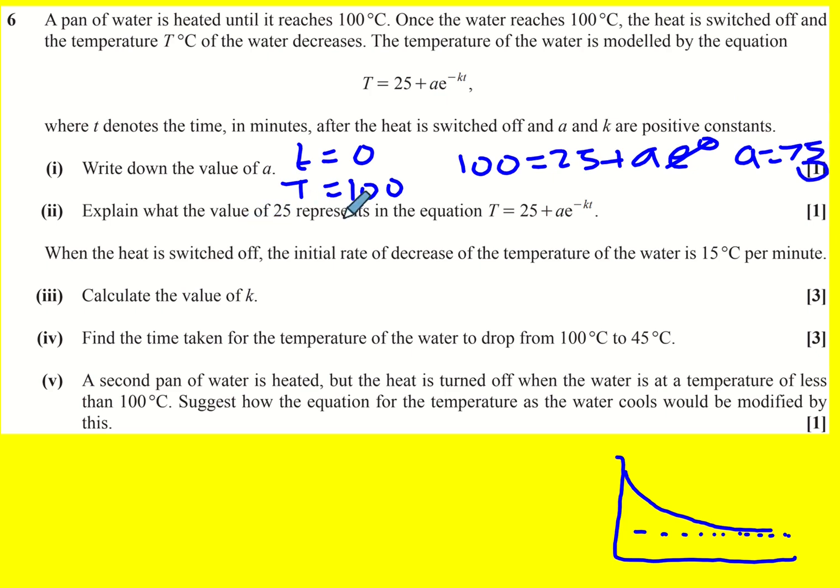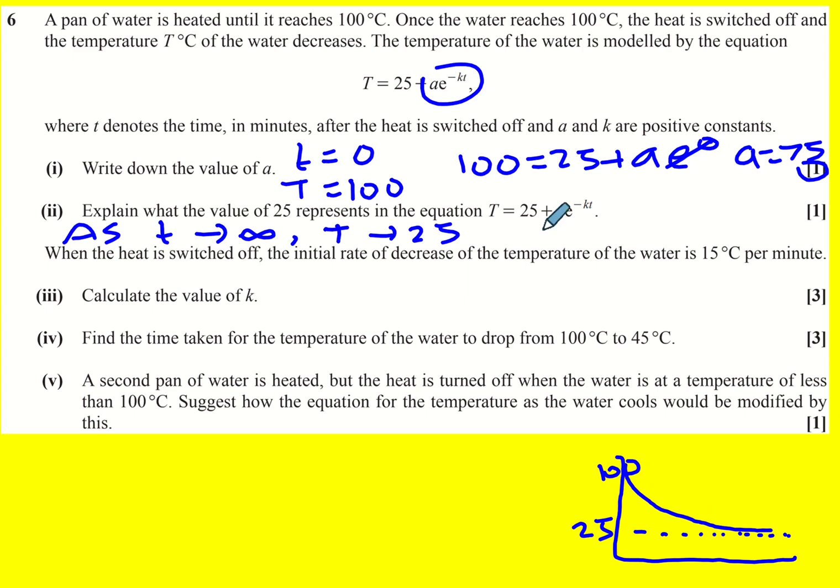Explain what the value of 25 represents. So as t tends to infinity, what's going to happen? This second term is going to get smaller and smaller. However, the 25 is always going to be there. So T is going to tend to 25. So this is 100, and this is actually my 25 here.